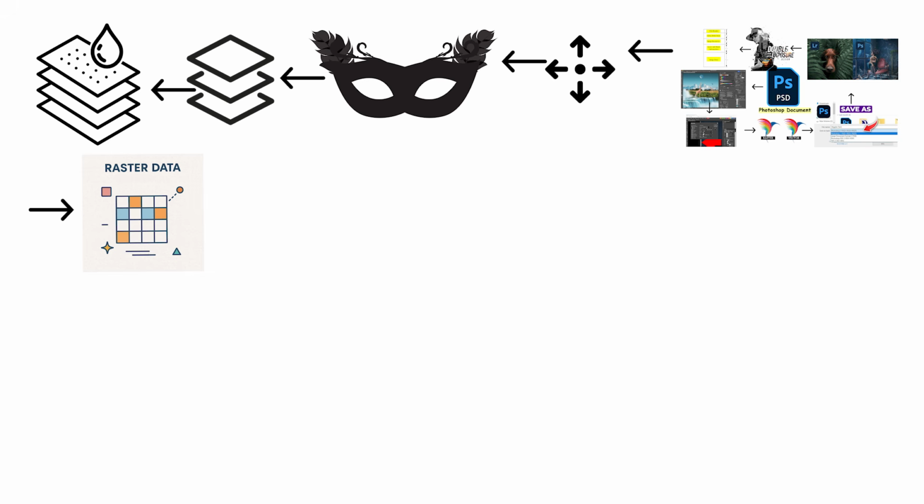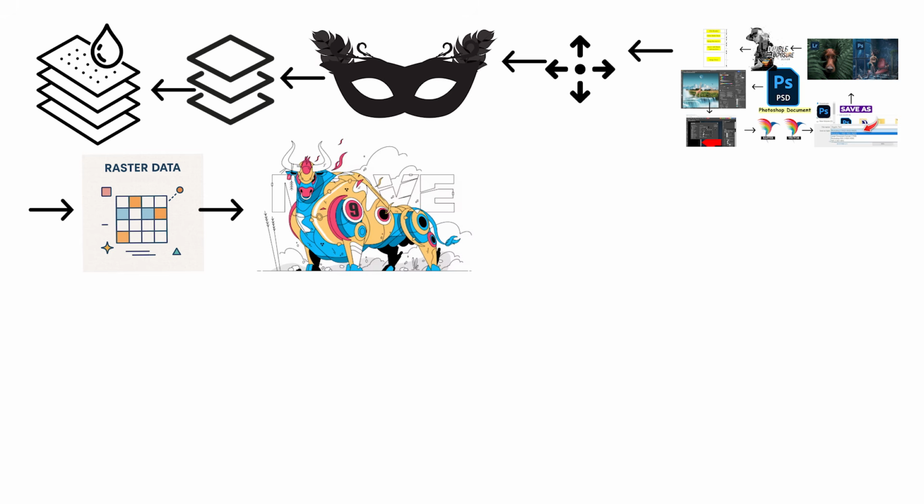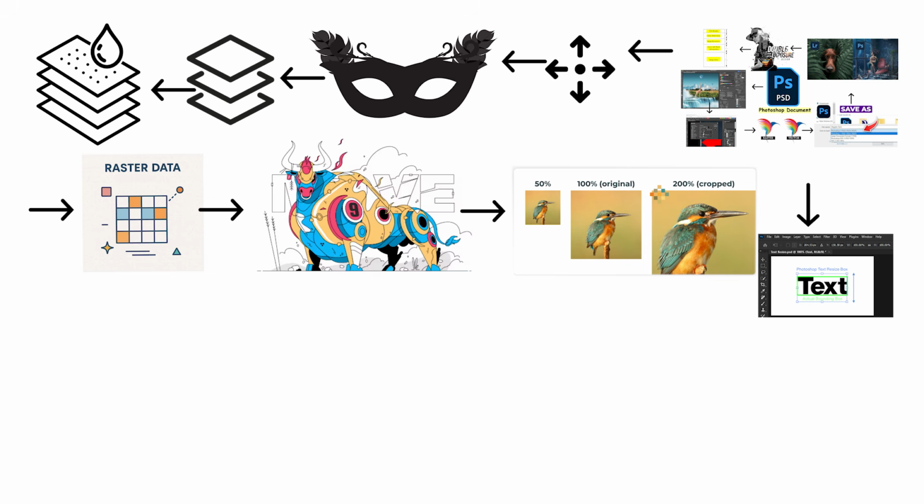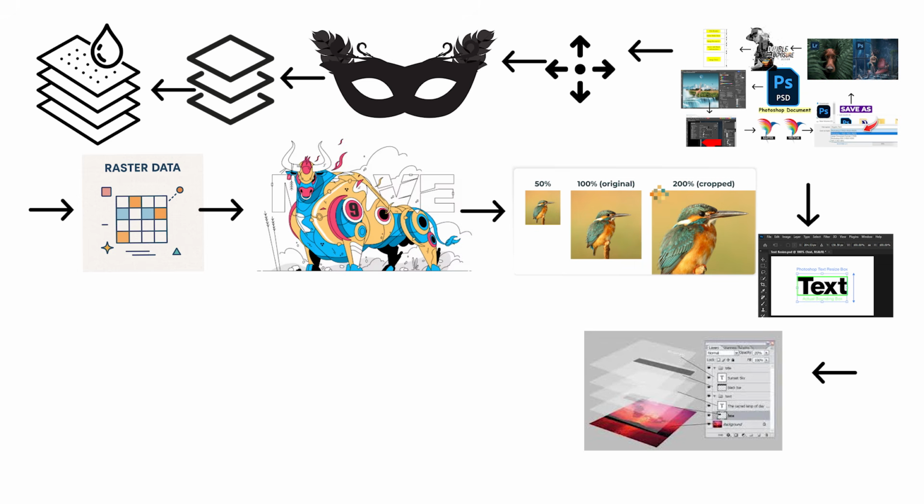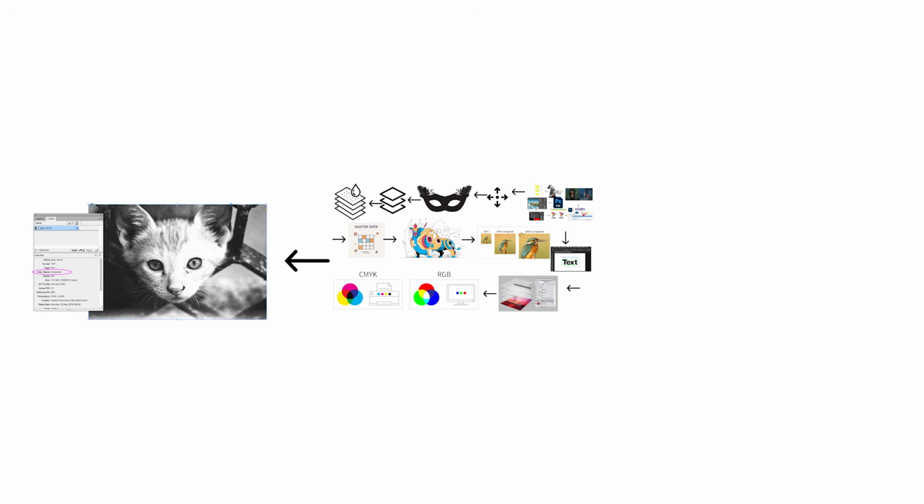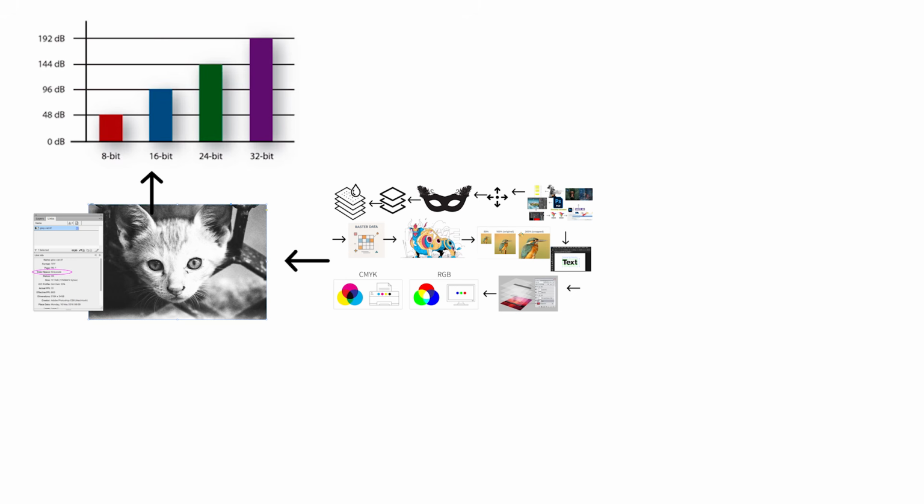PSD mainly stores raster image data, but it also saves text and certain graphic elements as vectors, which keeps them editable and scalable without resolution loss. This means you can change text content or resize a shape layer without degradation. PSD supports RGB and CMYK color spaces as well as grayscale and pure black and white images. Bit depth goes from 8 bits per channel up to 32 bits per channel for high dynamic range workflows.